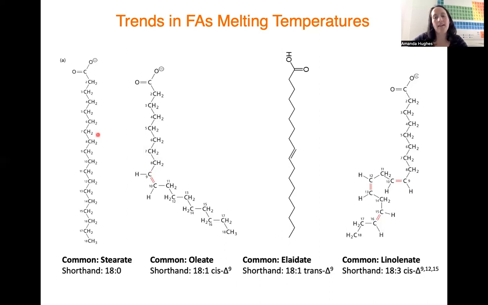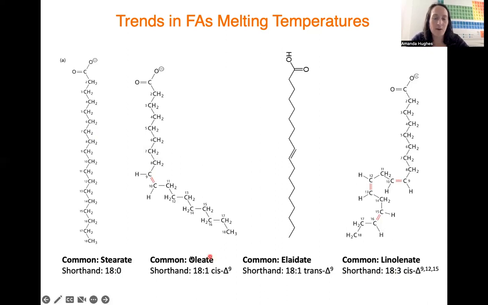We're going to compare these four while we're looking at some trends. So we're going to look at this stearate. That's an 18-0. All of these actually have a total of 18 carbons. So we're holding the number of carbons within these different molecules the same. We're just going to change the number of double bonds and the type of double bond that is present.